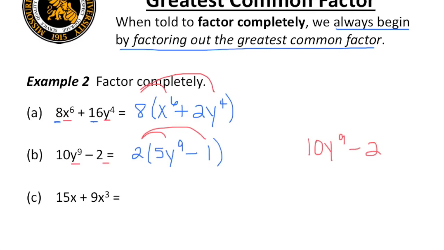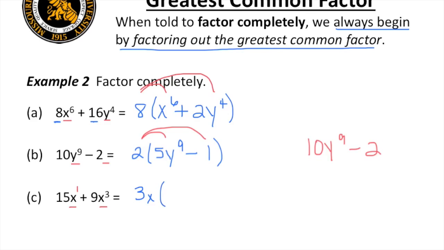Now consider 2c. Looking at our two terms and focusing on the numerical factors, the largest number that divides both 15 and 9 is the number 3. Looking at the variable factors in each term, we see that the first term has an x to the first, and the second term has x cubed. So the two terms have a common factor of x. So the greatest common factor for these two terms is the term 3x.